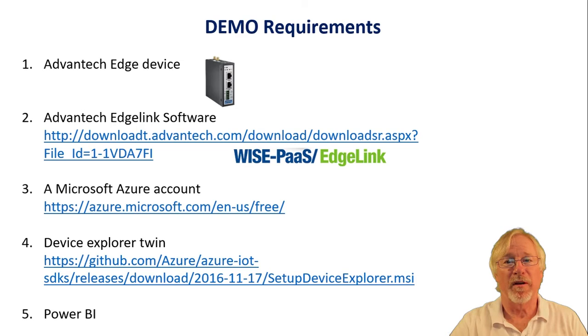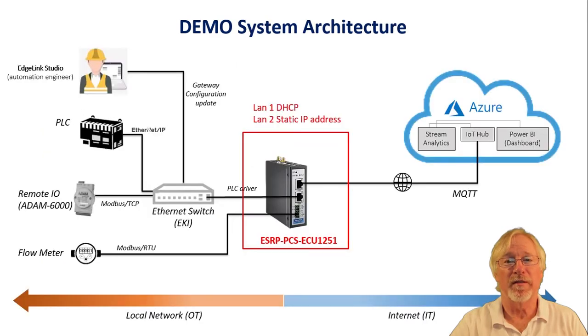Now that we know the hardware and software requirements, here's a quick overview of the architecture. I'm using an Advantech ESRP PCS ECU1251 Edge Gateway. LAN 1 is connected to the IT side and is set up for DHCP, while LAN 2 is on the OT side and has a static IP address.